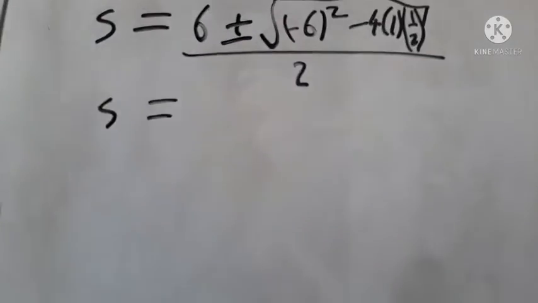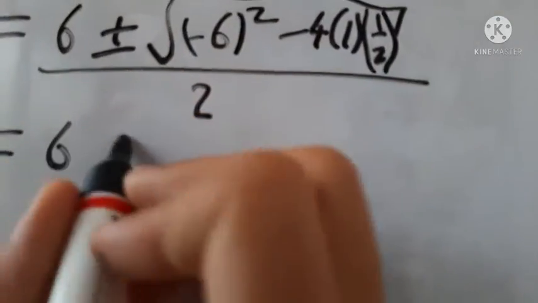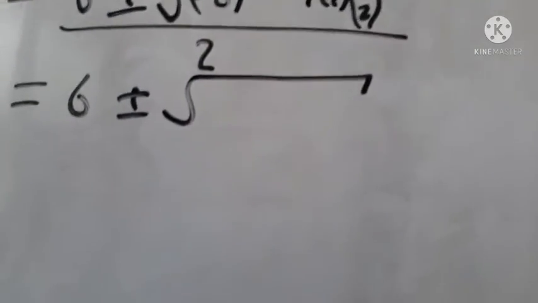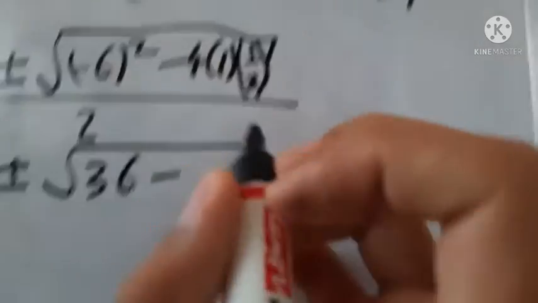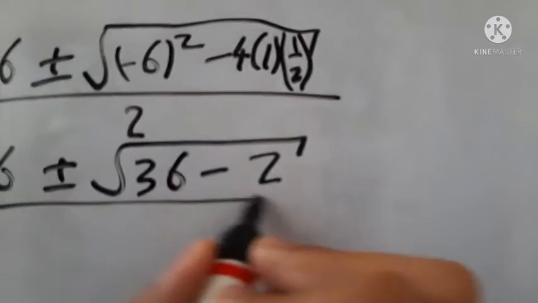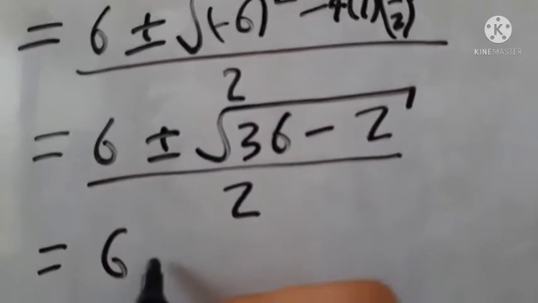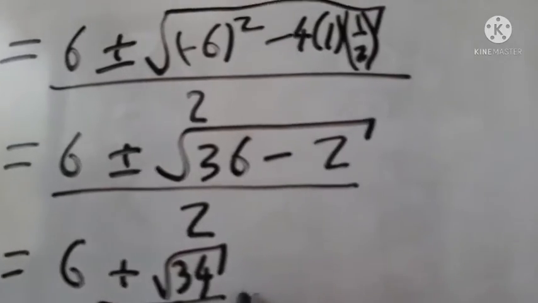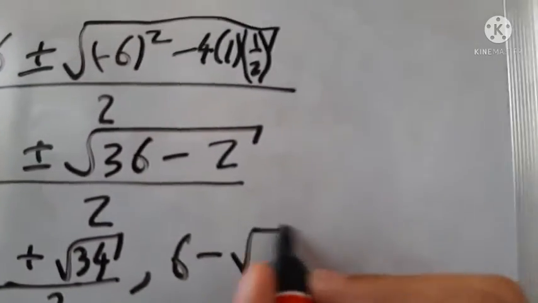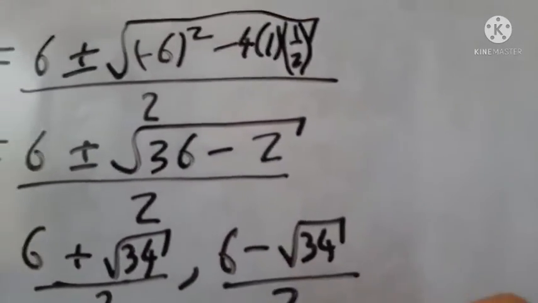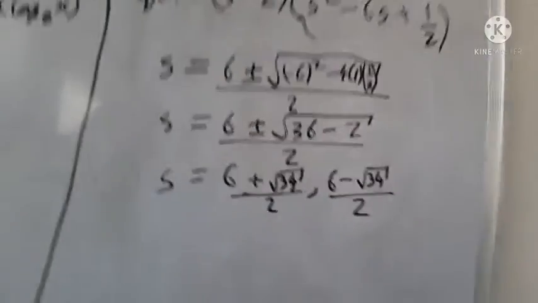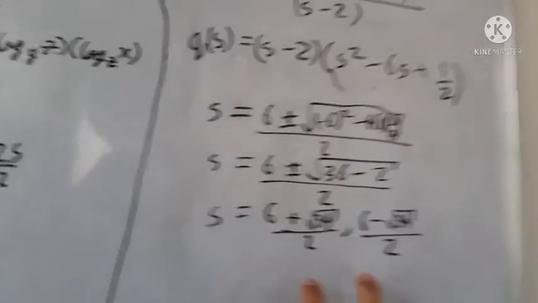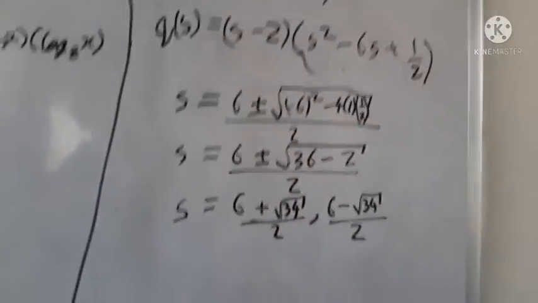So S will be 6 plus or minus square root of, let's see, 36 minus, okay, so these cancel out, minus 2 over 2. 6 plus root 34 over 2, 6 minus root 34 over 2. S, right? So because those are the solutions, we know that S is equal to the product of those two.